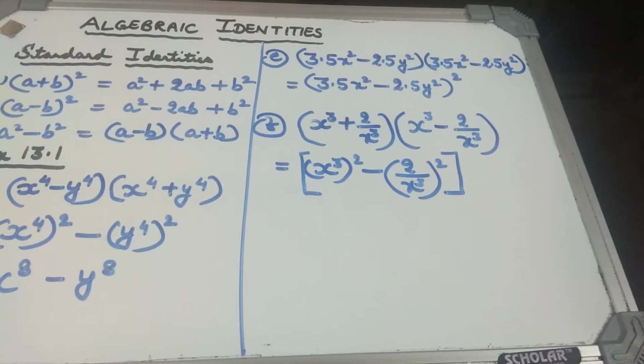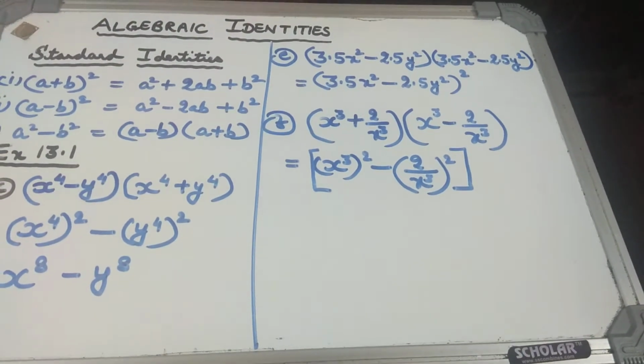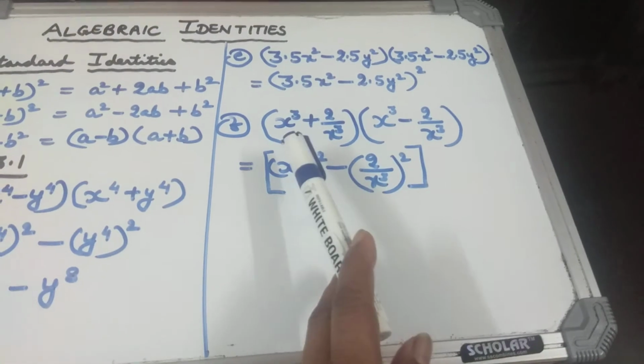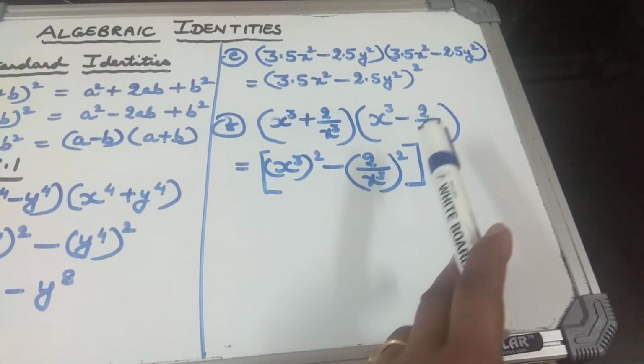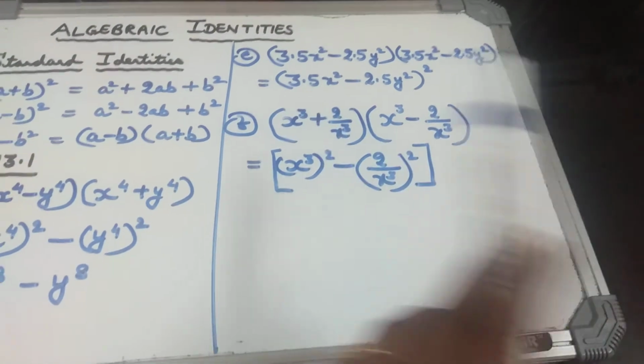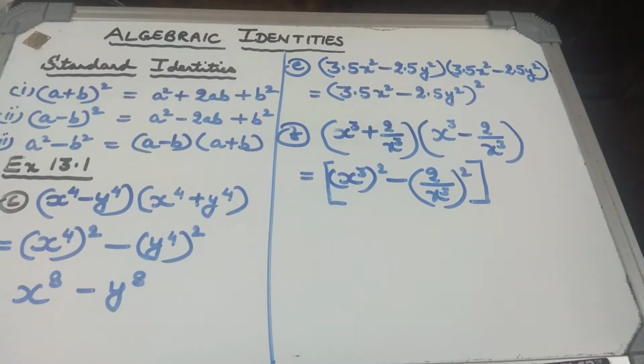Now comes question number F part. I have taken F for you. X cube plus 2 by x cube, one bracket, into x cube minus 2 by x cube. Now again it is plus sign here, minus sign here. That means the difference formula to be used.